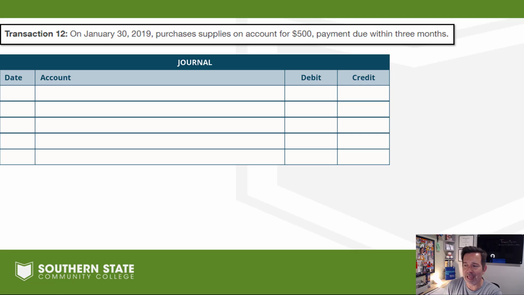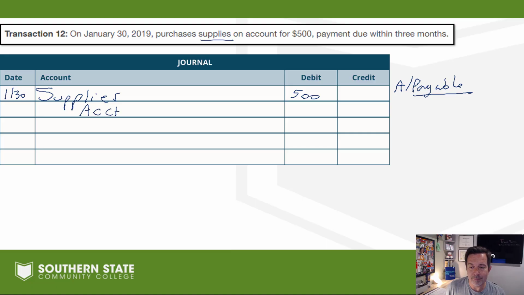1/30/19. Bought supplies on account. Payment is due in 90 days. When we buy now and pay later, we call that an account payable. Again, the key word there, payable. We have to pay somebody. We bought supplies. Supplies is an asset. We can throw them in the closet and use them to operate the business. So our debit is to that account supplies, 500. Credit to accounts payable. Accounts payable, liability goes up on the credit side. For a description, bought supplies on account.